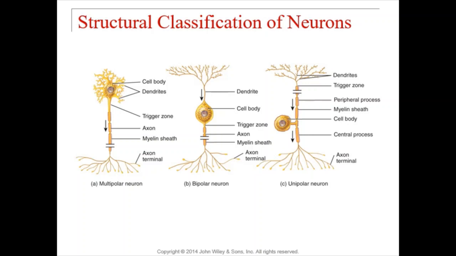Or did the axon and dendrites fuse together into one extension? A unipolar or a pseudo-unipolar. And it turns out most of the neurons in your body are multipolar neurons. So if you were to pick out a neuron out of your body, odds are you're just going to see one axon and multiple dendrites, because most of your neurons are multipolar neurons. Those are your structural classes.